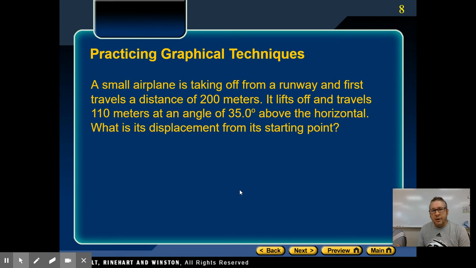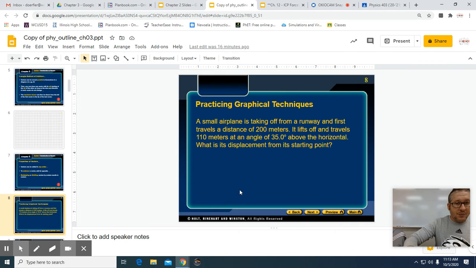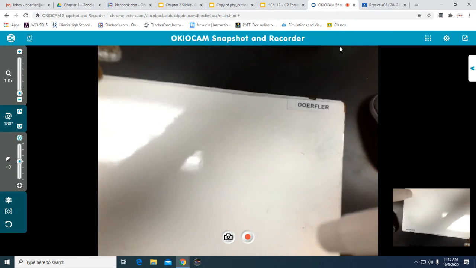Now, I obviously don't have 200 meters or even 110 meters worth of space here, but what I can do is make a scale version of this motion, okay? I've got millimeters on this meter stick along with centimeters, but centimeters still wouldn't work out. I don't have 2 meters of dry erase board. So I'm going to use millimeters, and I can draw as best I can on my desk.